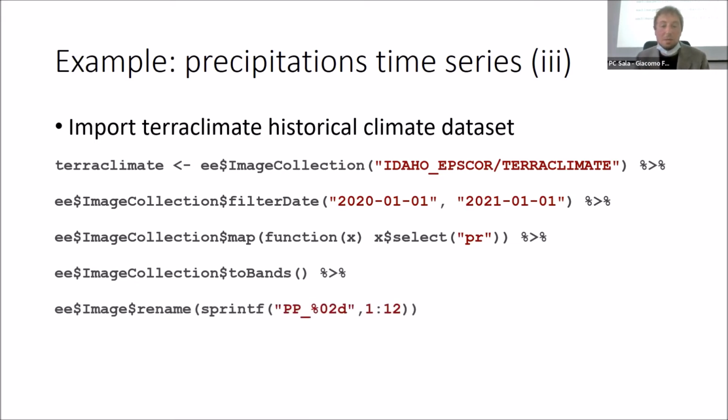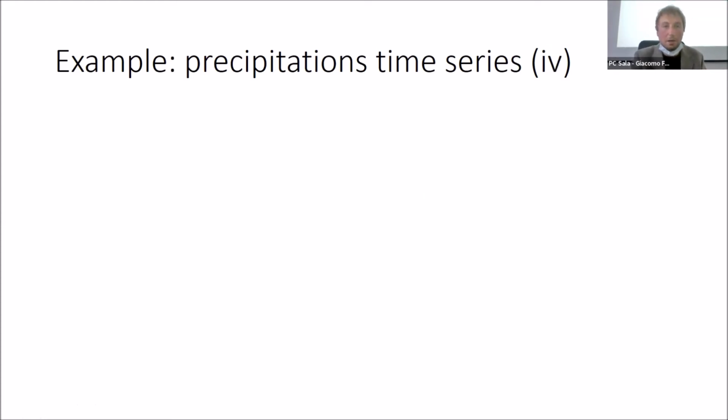And finally, I will rename the bands that I just created. So I will rename them such that they are called PP and the number from 1 to 12, because I'm asking, you see, a period of 12 months, and this data is monthly. So I'm asking that you call the precipitation of January PP1, the ones of February PP2, but this is all optional, okay? It's just to make it easier to visualize the data. You find this directly in the script that I shared.